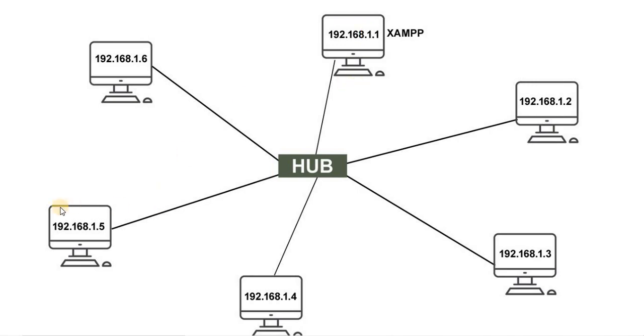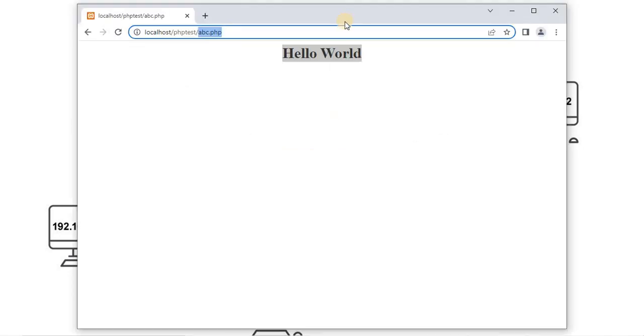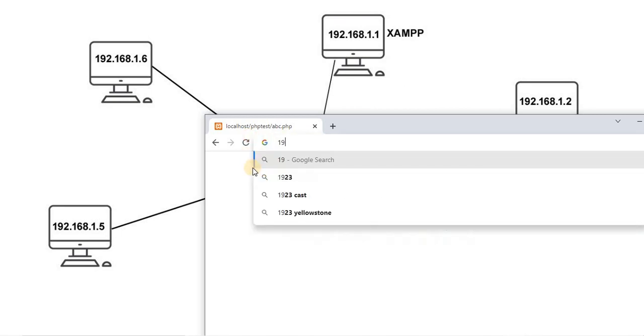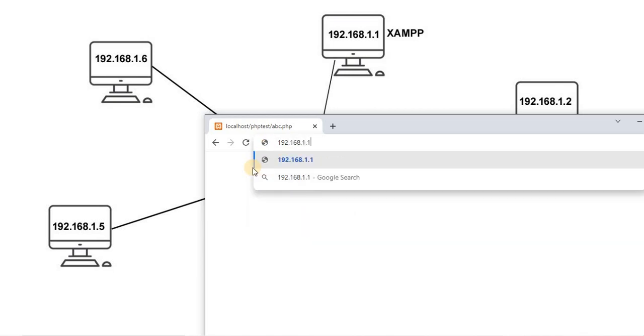From this computer, first you have to open Google Chrome or any other browser: Internet Explorer, Mozilla Firefox, Safari. There are so many browsers. First you have to open a browser like this. After that, in the place of localhost, you have to write 192.168.1.1. So instead of localhost, you have to write this.